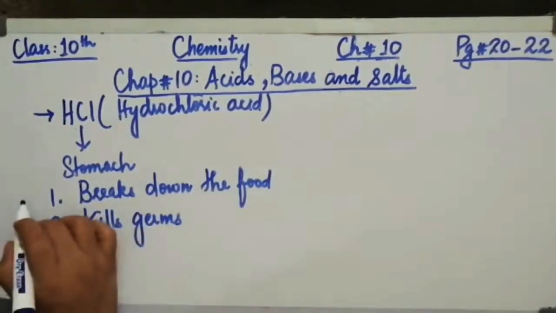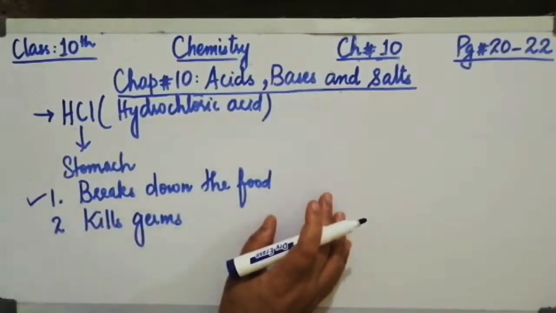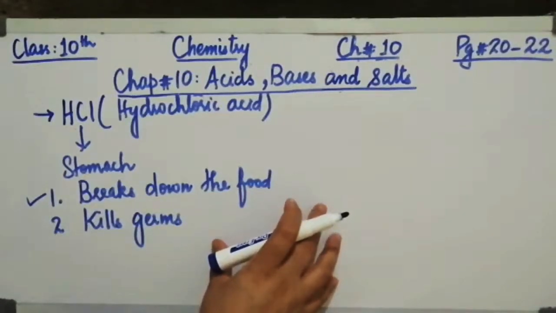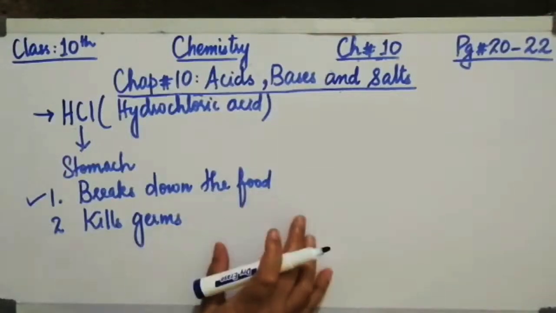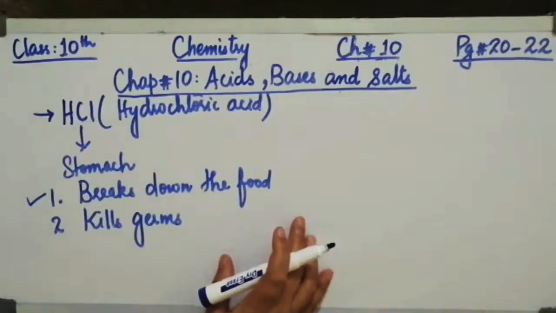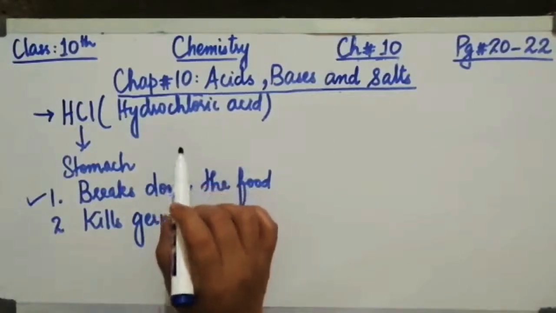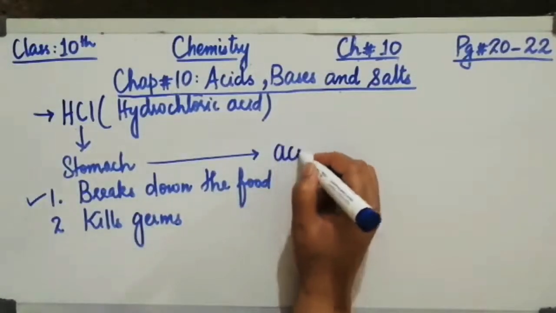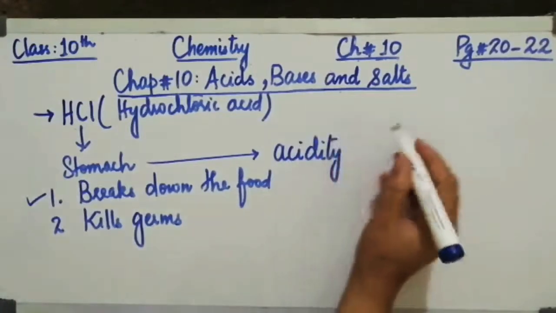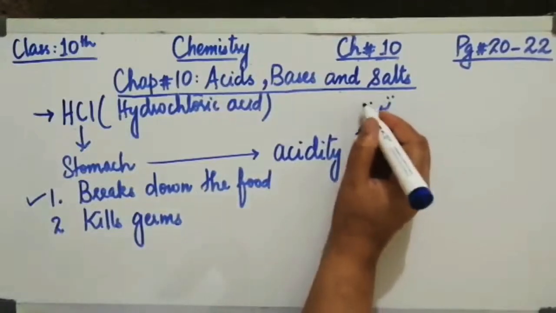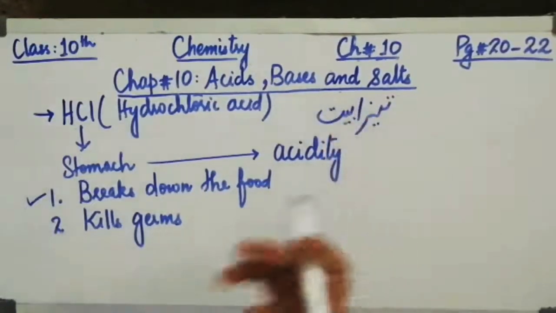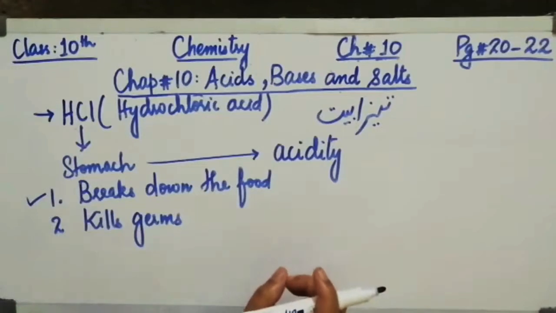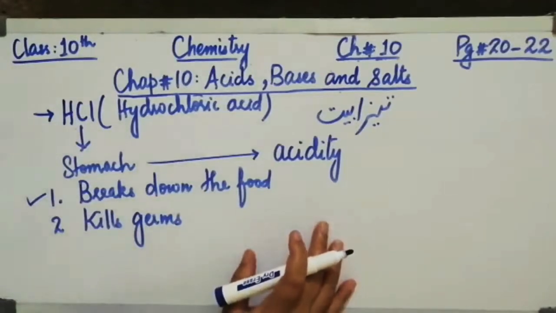Now if we concentrate on the first function of hydrochloric acid, which actually helps to break down the food, sometimes the amount of stomach acid becomes too much, which causes acidity in our stomach. So what happens sometimes when hydrochloric acid is exceeded too much in the stomach, then a condition occurs which is called acidity, jise Urdu mein aap tezabiyat kehte hain. Tezabiyat hona ya jalan ka hona ya seene mein jalan hona. Now the uncomfortable condition or feeling is easily treated by taking an alkaline medicine.